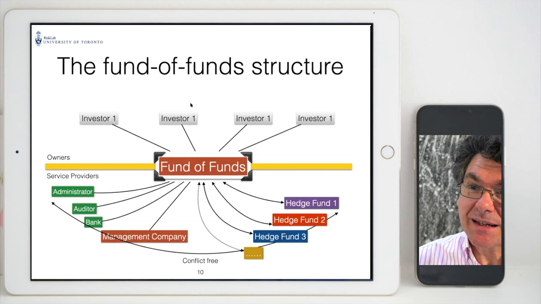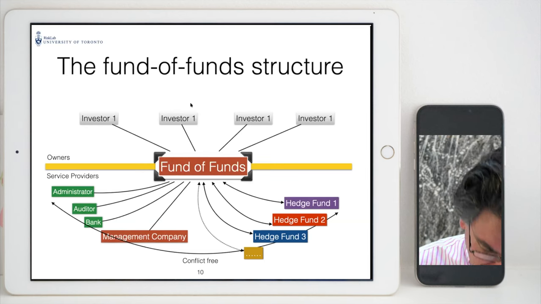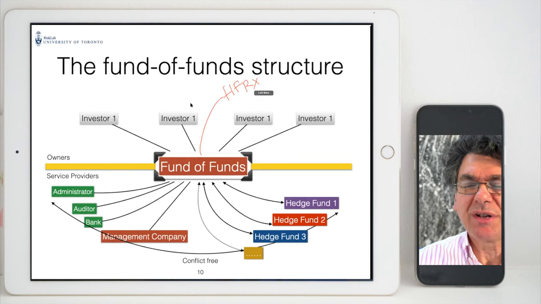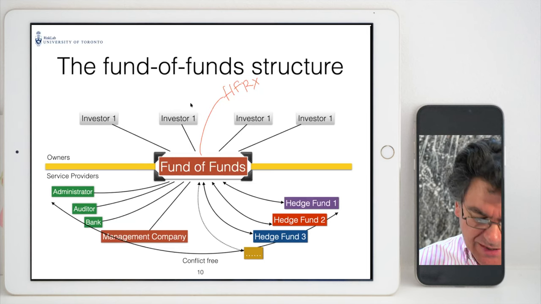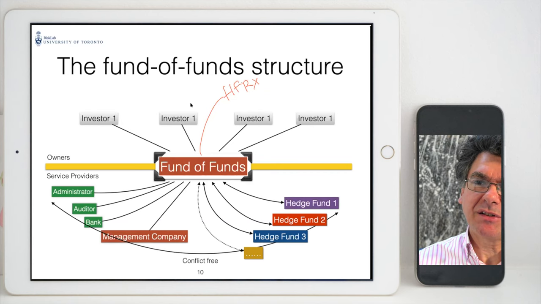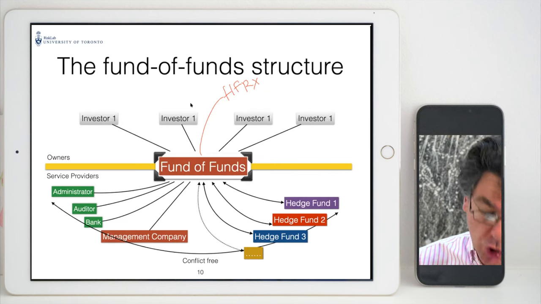Because the index, the HFRX index, is a fund of funds. Okay? So there is one particular case. The HFRX is actually a fund of funds. This is an index which is also a fund of funds. Sometimes, in this case, the index is a fund of funds. In other cases, it's not.